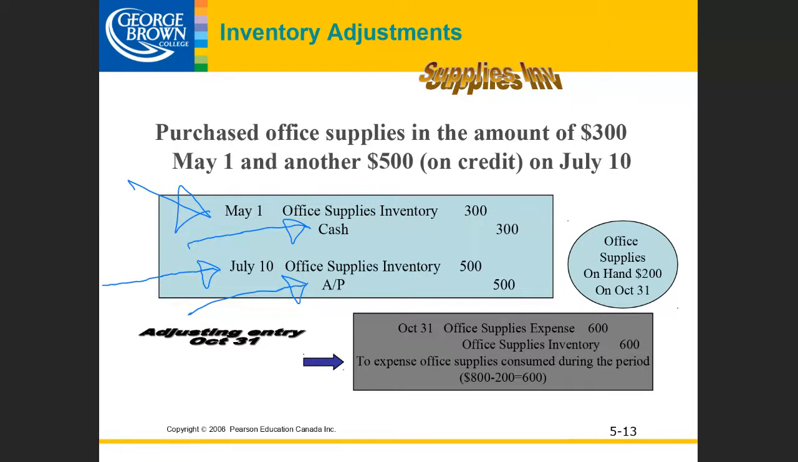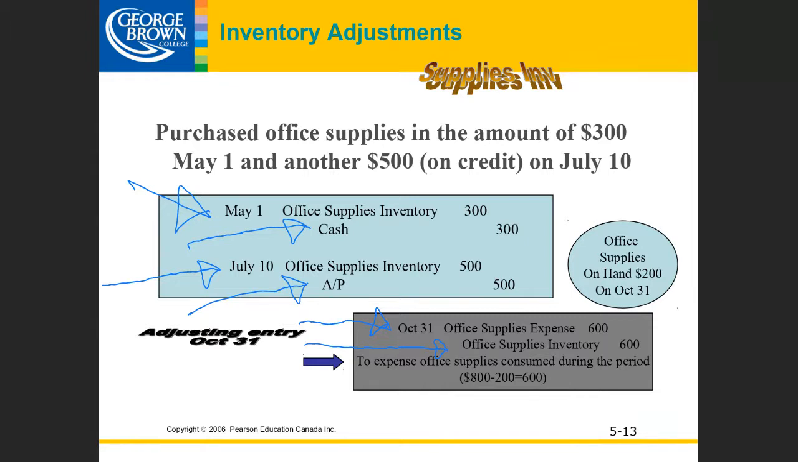You take what you had, which was 800, minus 200, which is what you have on hand. The difference is what you don't have anymore. So that's 600. So the adjusting entry here would be you would debit the office supplies expense by $600, and you would credit the office supplies inventory by $600 again to show that you don't have that amount of inventory anymore.